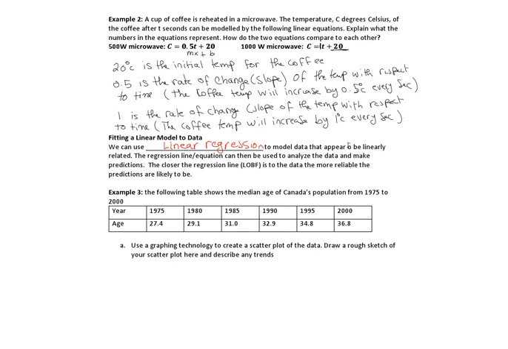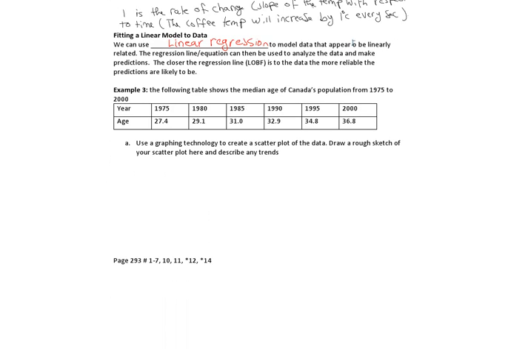So let's look at our first example. The following table shows the median age of Canada's population from 1975 to 2000. Okay, so we have the year, from 1975 on, and we have the age, and this is the median age, which is the middle age of all ages. Use graphing technology, we're going to use Excel, to create a scatter plot of the data. Then draw a rough sketch of your scatter plot here and describe any trends.